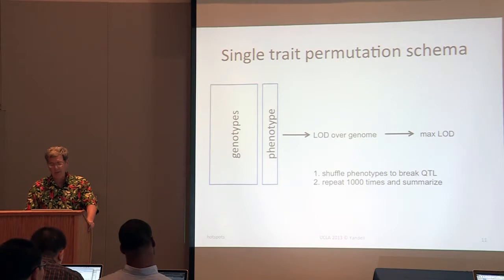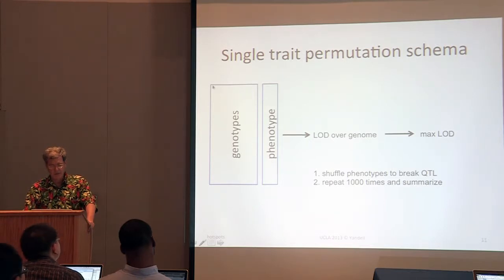Okay. So here's the idea of the single permutation. The rows here, think of this as a bunch of individuals, each row. You've got a bunch of genotypes and you have a single phenotype. You go over the whole genome, you find the LOD, and then you find the maximum LOD. Then you shuffle and repeat.